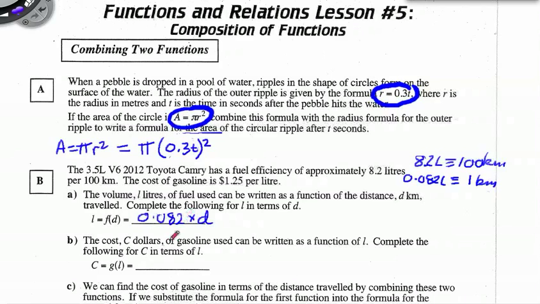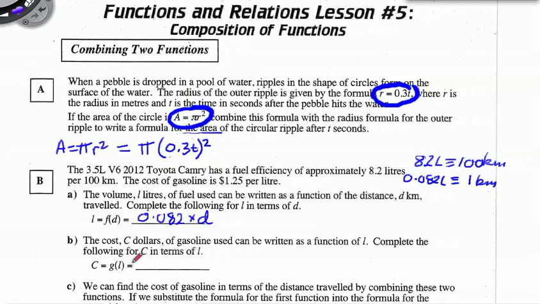Okay, so that's one function. It's a function using d that will equal liters. We've written this in distance, and our answer is in liters. Moving on to this one, the cost of gasoline used can be written as a function of L. Cost is a function of L.